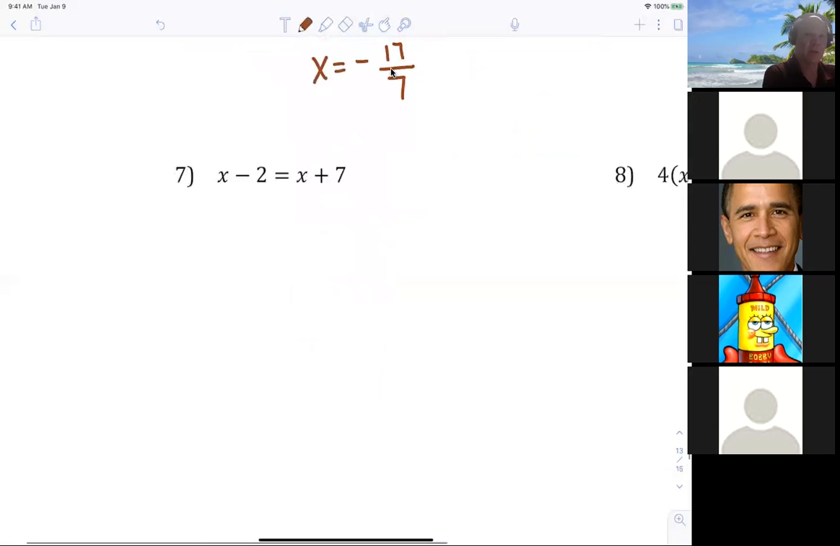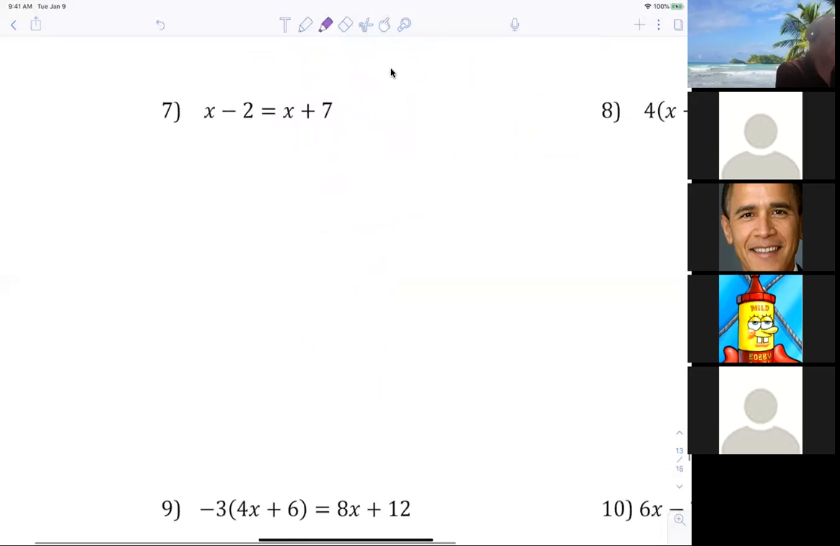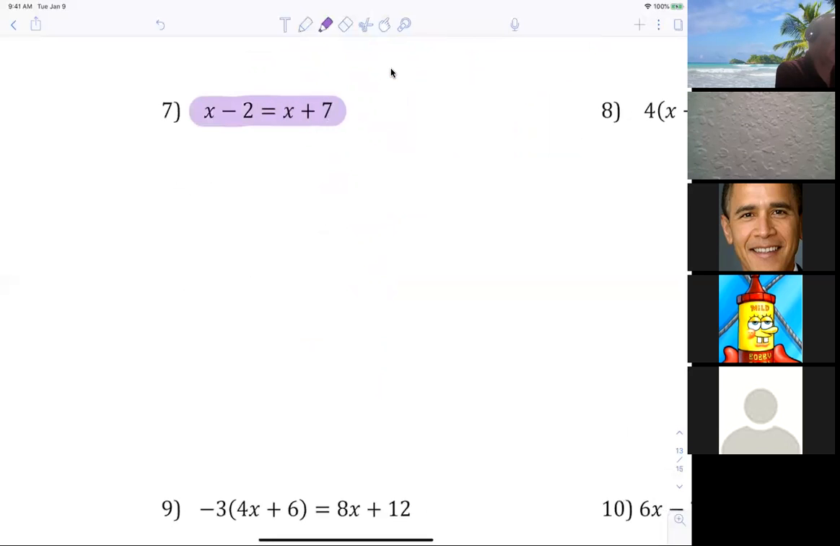Now, on number 7, everybody should look at number 7 and say, this is a contradiction. X minus 2 cannot equal x plus 7. So this, we say, is no solution. Now, let's say for some strange reason, you were just doing these problems and you didn't recognize that right off the bat. Well, watch what happens.